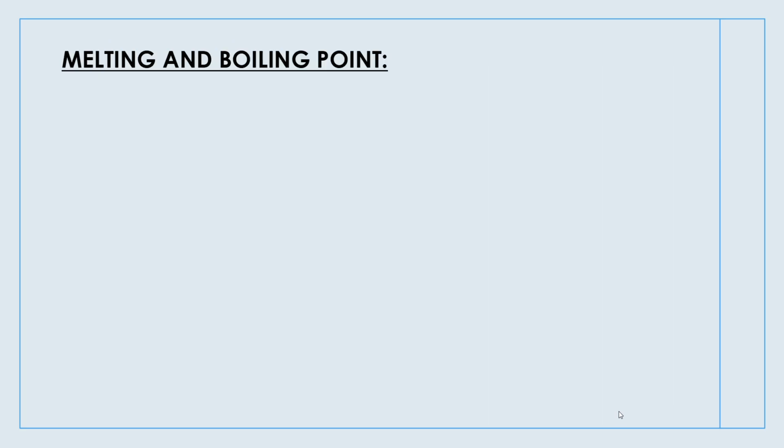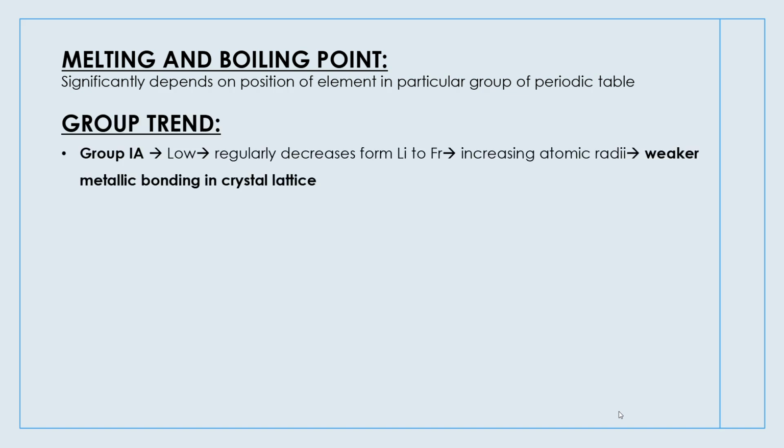The third one is the group trend for the melting and boiling point. It also significantly depends on the position of the element in the particular group of the periodic table. For example, in group 1A, the melting and boiling point is low. Why? Because the atomic radius has increased, which results in weaker metallic bonding in the crystal lattice. And why did I mention metallic bonding? Because group 1A is alkali metals. They are metals, so they have metallic bonding.